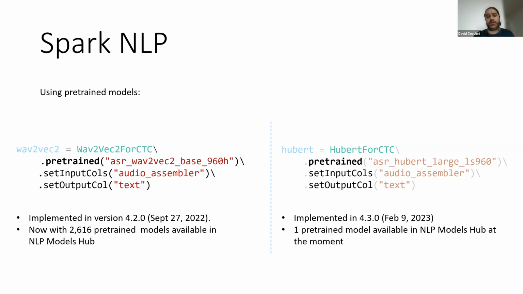So how to use the code? You just use the name of the annotator, for example, Wave2Vec2 for CTC. And then we use the pretrained method and give the name of a model that will be automatically downloaded from Models Hub. And then we need to set input columns and output columns. So for those annotators, we only have one input column, which is the audio, and one output column, which will be the text. So they have different names, different architectures, but they work in the exactly same way when using Spark NLP.